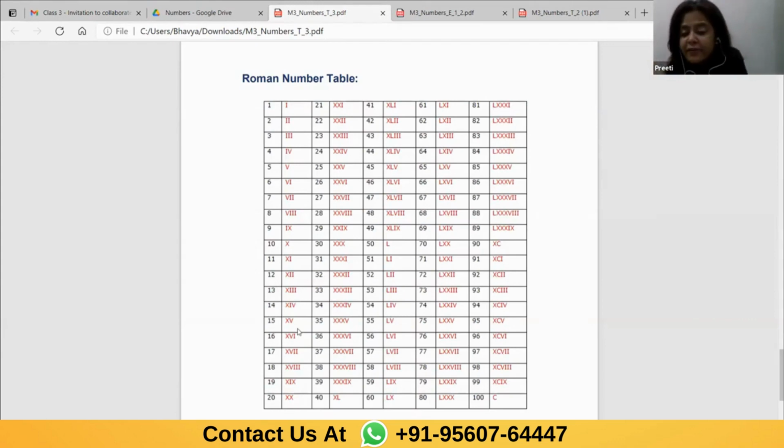For 15, it's XV because X is 10, V is 5. For 16, it's XVI, which is 10 plus 5 plus 1. For 17, it is XVII, which is 10 plus 5 plus 1 plus 1. For 18, it is XVIII, which is 10 plus 5 plus 1 plus 1 plus 1. For 19, it is 10 plus 9, so XIX. For 20, 2 times X. This much clear, 1 to 20?